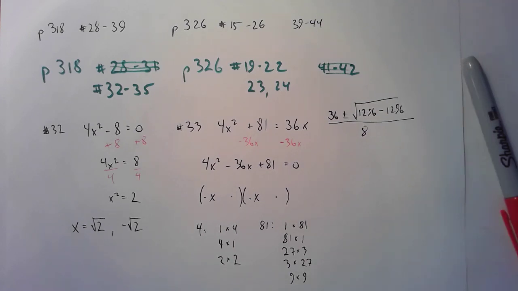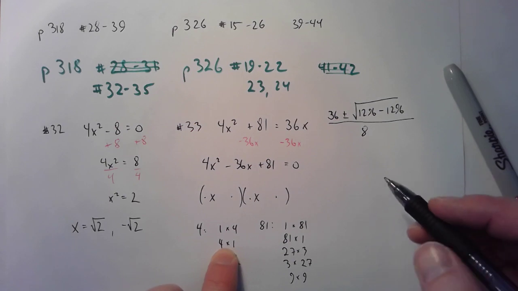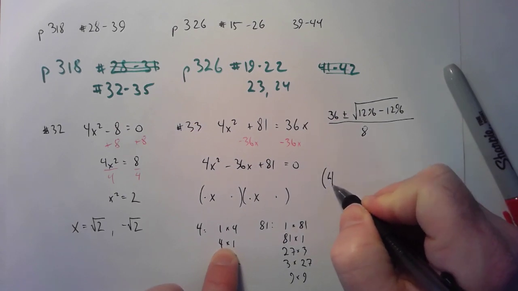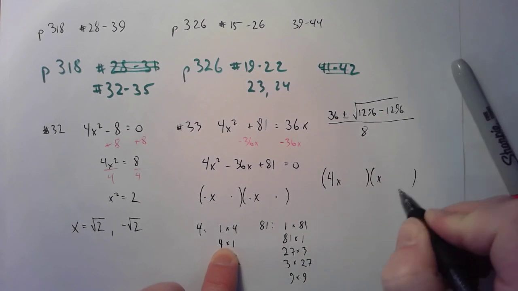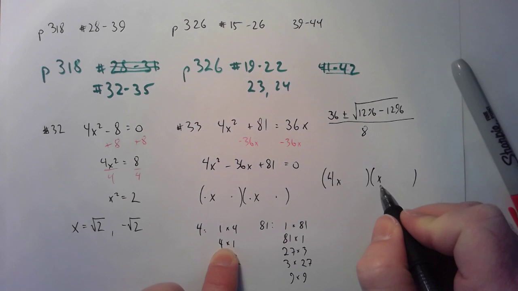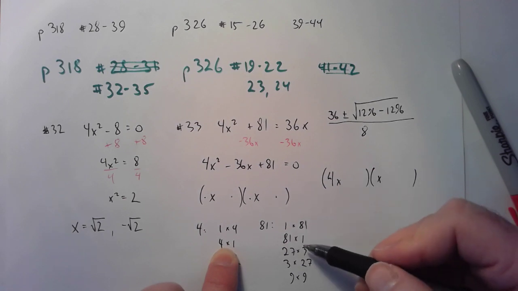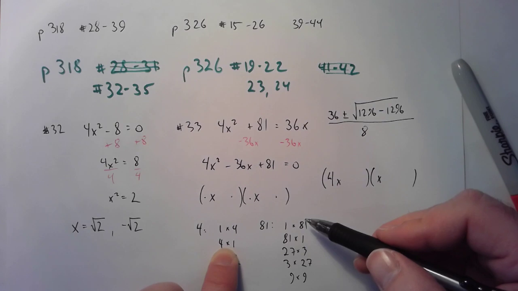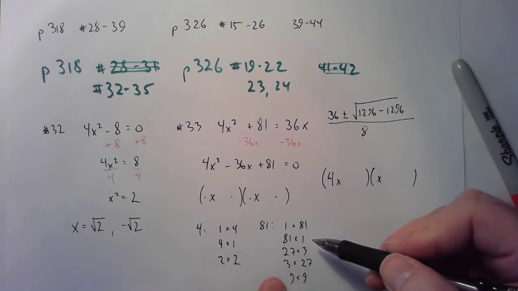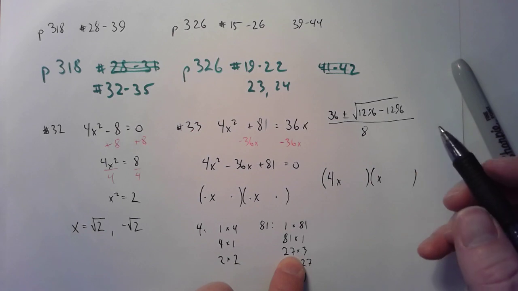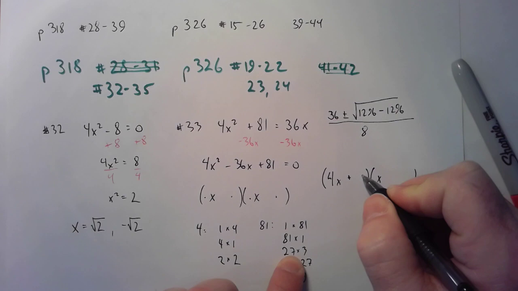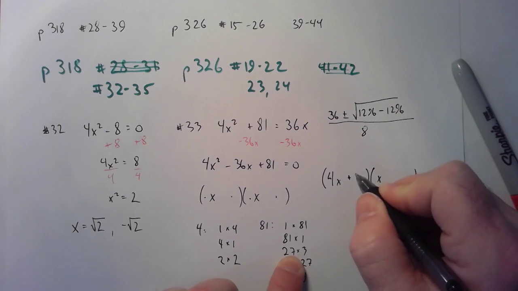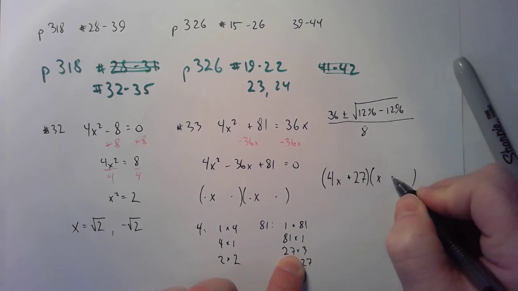Just to show you what I mean, let me just arbitrarily pick this one. 4 times 1. You see how there's 4 and 1? And then let's just pick one here. The 27 and 3. Plus 27 plus 3.